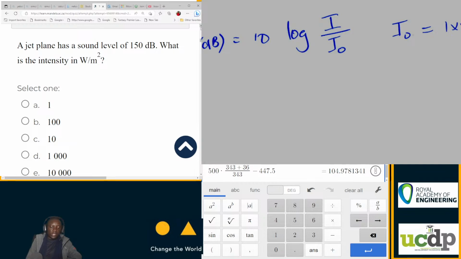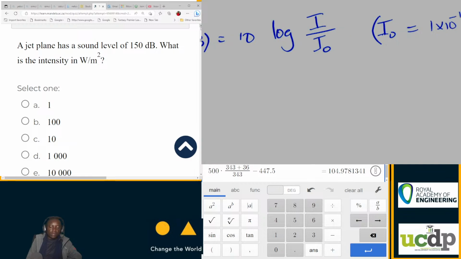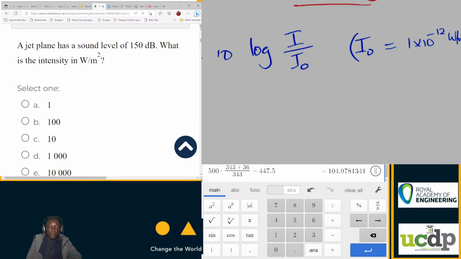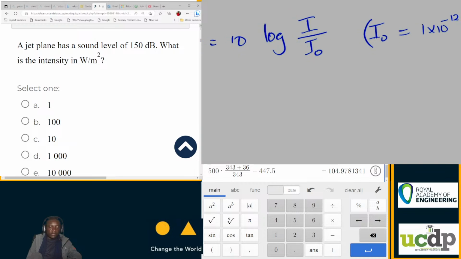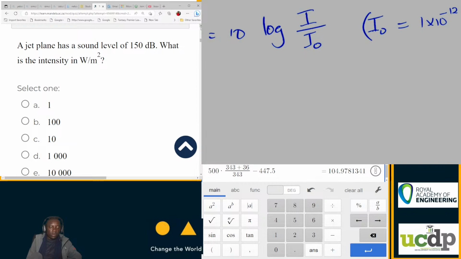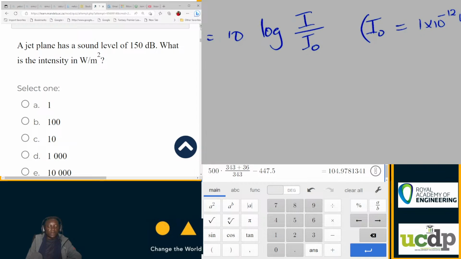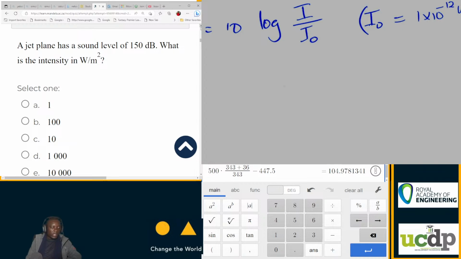So it's the reference intensity level. I'm sure it's measured at 1000 hertz, right? The reference hearing level for a normal human being at 1000 hertz. So that's the reference intensity. So now we have for 150 dB equals 10 log the intensity we want in watts per meter squared over the reference intensity 10 to the negative 12.